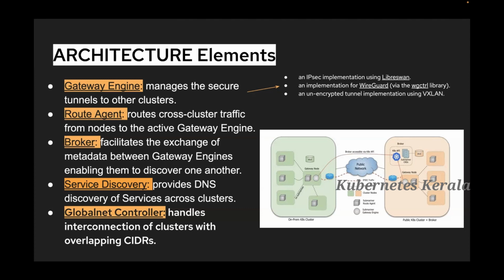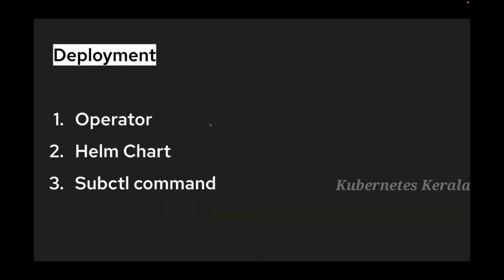Once the cluster is deployed, your agent gets deployed, Submariner agents get deployed on all the nodes, and its Helm chart will allow you to install the complete gateway engine and route agent for you. Okay. So how can we do the deployment?